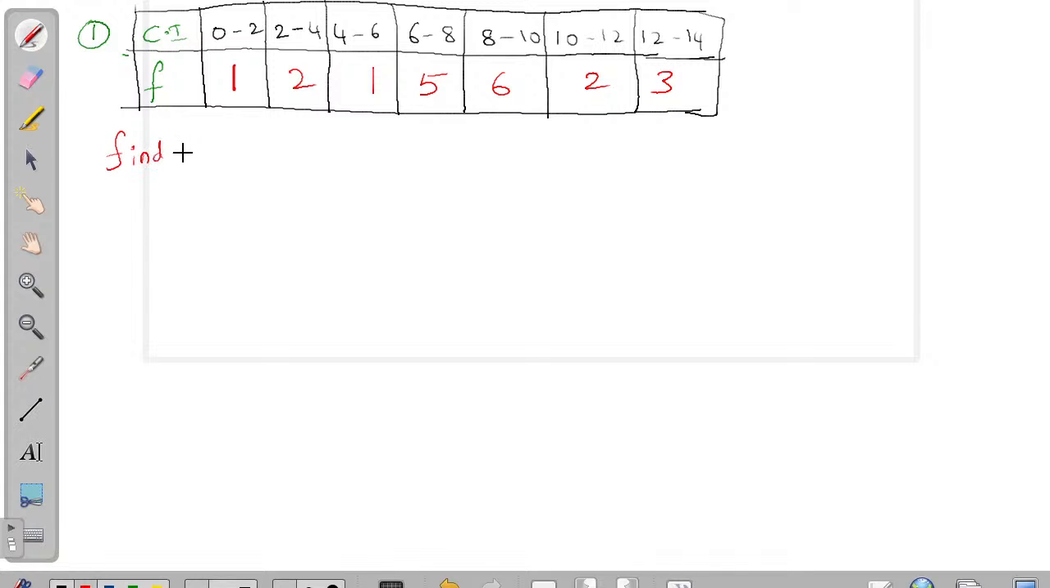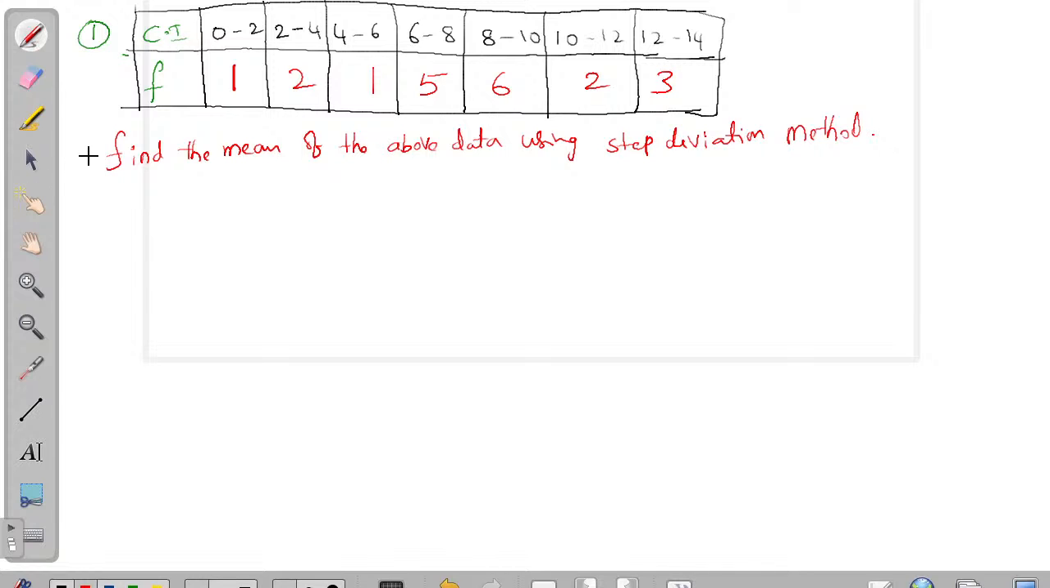Find the mean of the above data using step deviation method. Using step deviation method. In this problem also you have to prepare a table. Which one is most important in statistics?